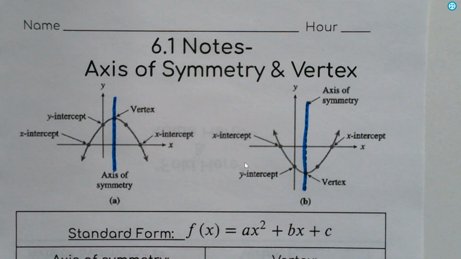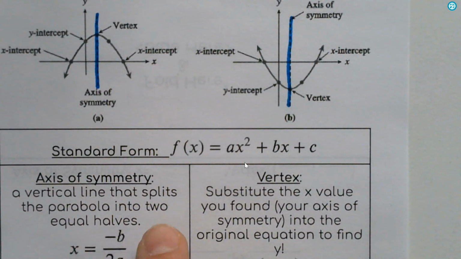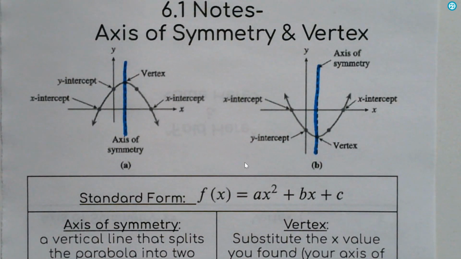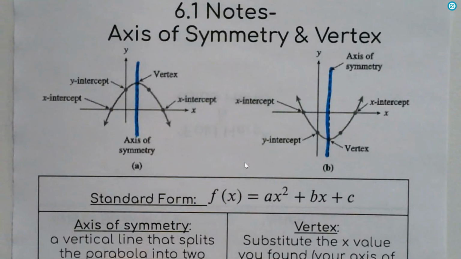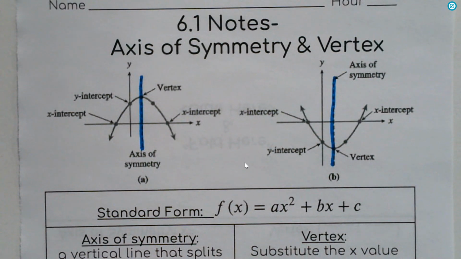Today what we are doing is we are finding the axis of symmetry, which is a vertical line that splits the parabola into two equal halves. I should probably mention to you right now, the graph of a quadratic can be described with the word parabola. So a parabola, P-A-R-A-B-O-L-A, is the shape of a graph of a quadratic. This entire unit, we are only learning about quadratics.